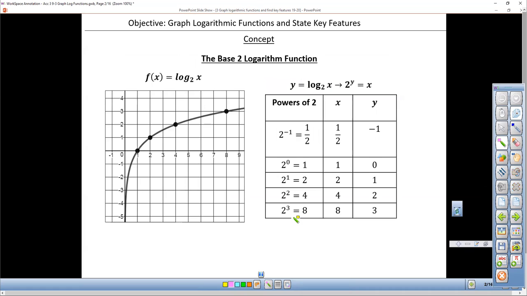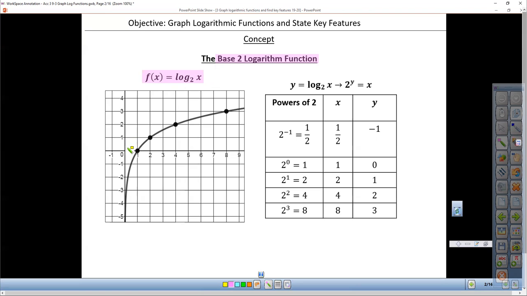Some people who are really good with just remembering key points for all different types of functions can graph them directly using the key points of a logarithm function as the parent. So this is our base 2 logarithm function shown here. And it has an asymptote that is the y-axis, a vertical asymptote of the y-axis.